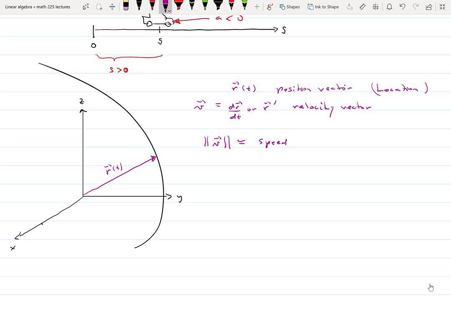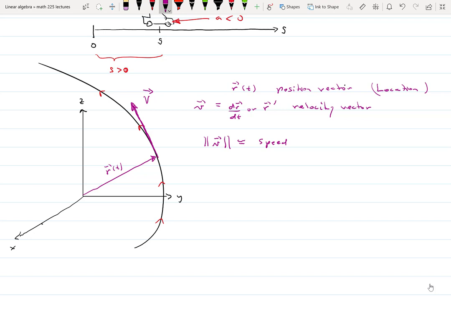So suppose the curve is oriented according to the little red arrows I'm drawing on here. So your velocity vector then will be tangent to your curve. The velocity vector is tangent to your curve, and it's the time derivative of your position vector.